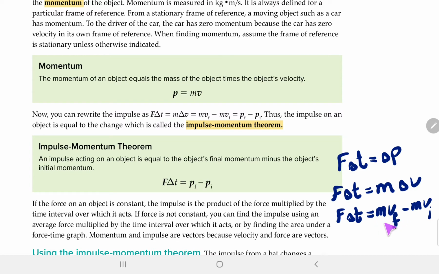So we can write our equation like this, or we can write it like this: F delta t equals P final minus P initial. P final is the same as m v final, and here we have the minus. And P initial is the same as m v initial.